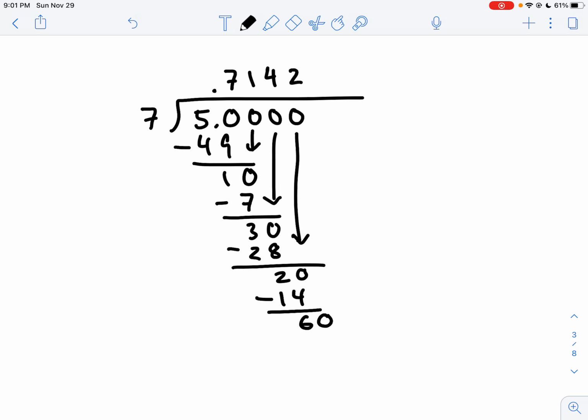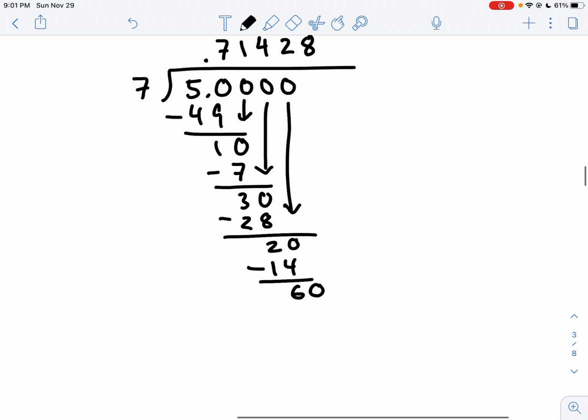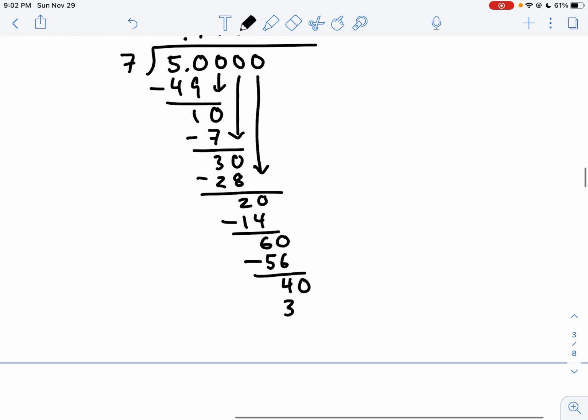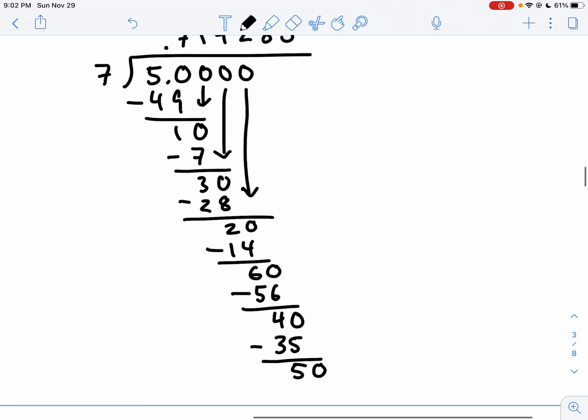7 times 6 is 42. 7 times 7. 7 times 8 is 56. That's what we want, an 8. 7 times 8 is 56. Subtract. That gives me a 4. Bring down a free 0. 7 times 5 would be next, is 35. Subtract 5. Bring down a 0.